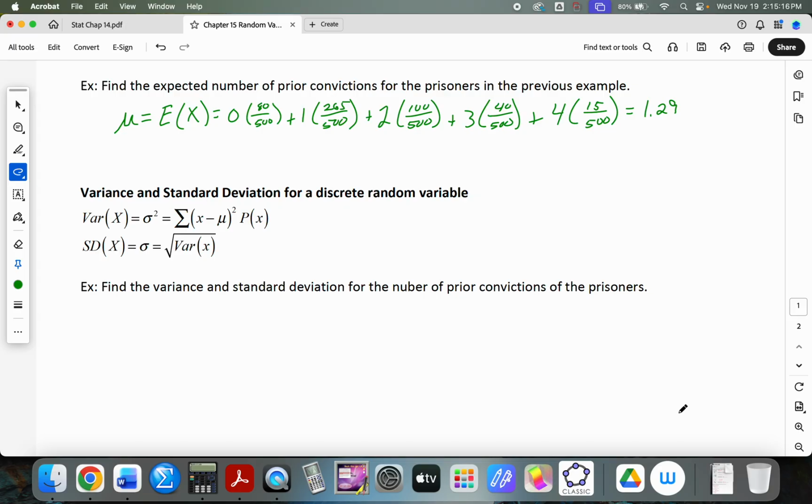So variance and standard deviation for a discrete random variable. This works just like it did when we did standard deviation and variance so long ago, except that what you're going to do is take whatever the value of the variable is minus the mean, just like we did before, and square it, but we're going to multiply that times the probability that that happens. That's the one thing that's different. And then the standard deviation is the square root of the variance. Right? We did that earlier this year also. So let's find the variance and the standard deviation for the number of prior convictions of the prisoners.